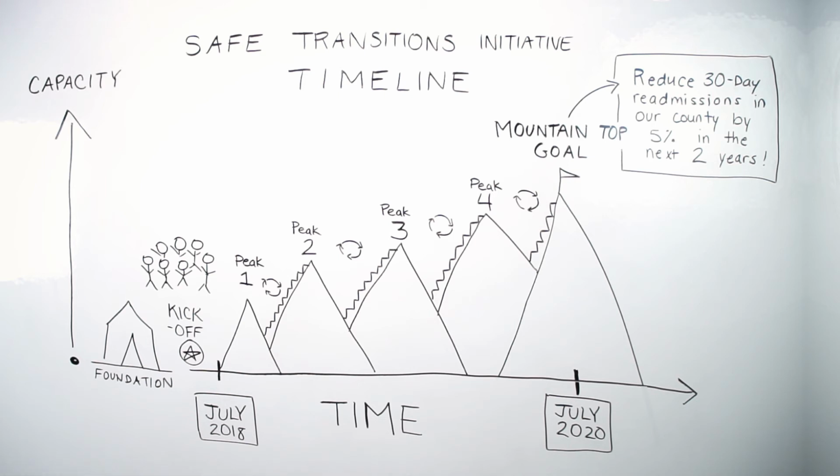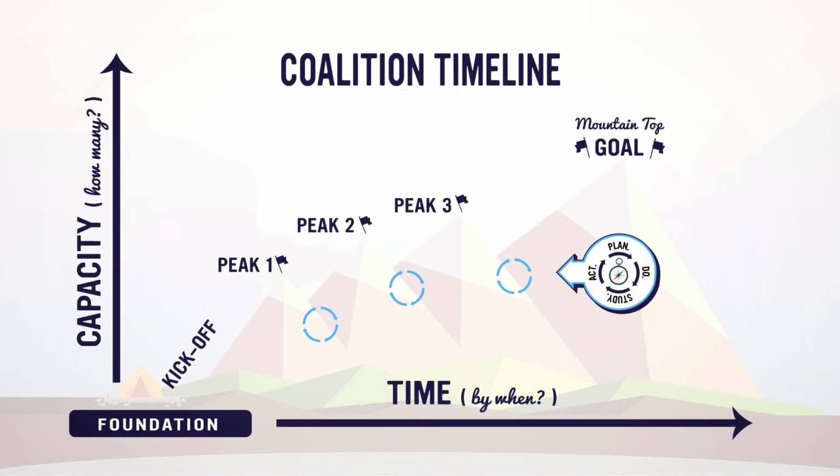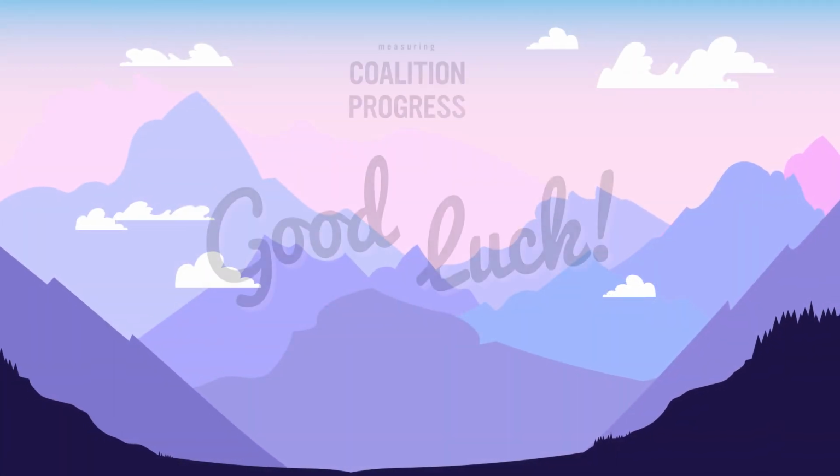All of these components work together to build capacity over time, resulting in your coalition achieving the mountaintop goal. The campaign timeline is a great tool to help you set specific measurable goals, easily monitor progress, and showcase your coalition's achievements. Good luck!